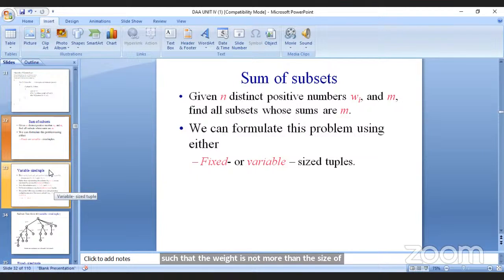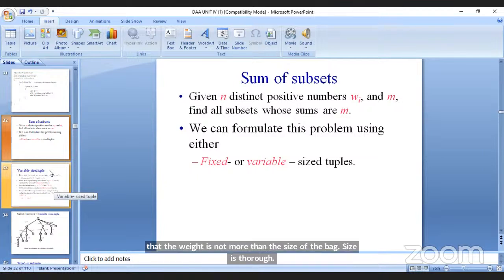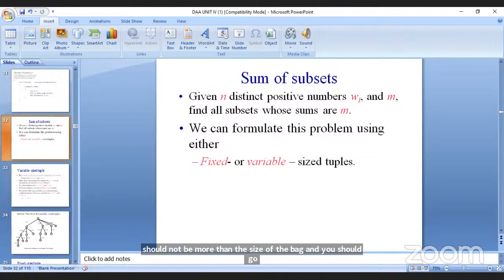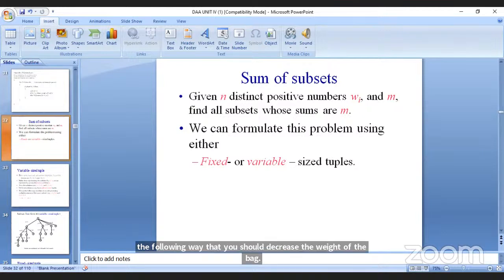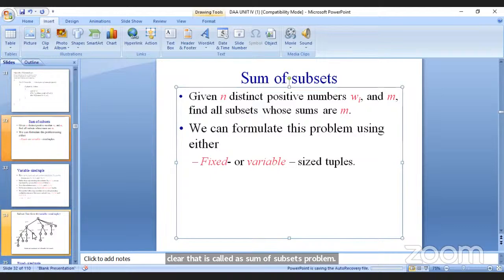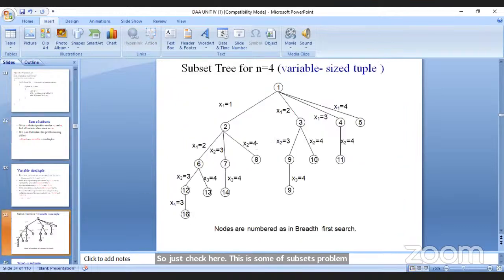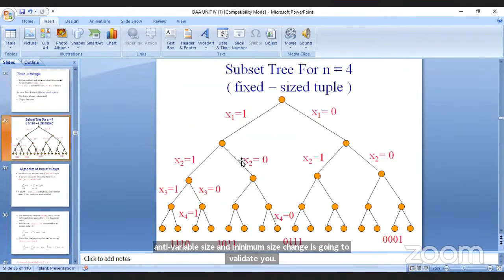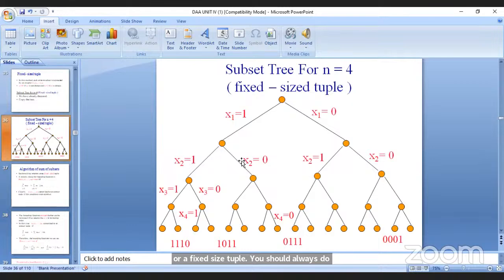Size istaru, objects istaru, then weights istaru. They should not be more than the size of the bag, and you should go in the following way, that you should decrease the weight of the bag. Clear? That is called as sum of subsets problem. You can just check here. This is sum of subsets problem. Okay. You can get it for variable size ante మనం size change చేసుకుంటూ వెళ్ళొచ్చు, or a fixed size tuple. You should always do for fixed size, not for variable size.